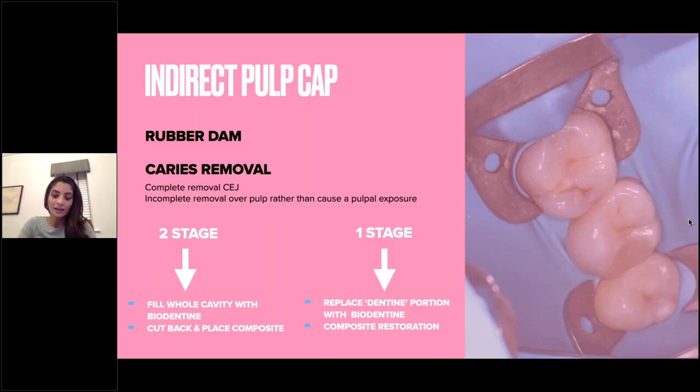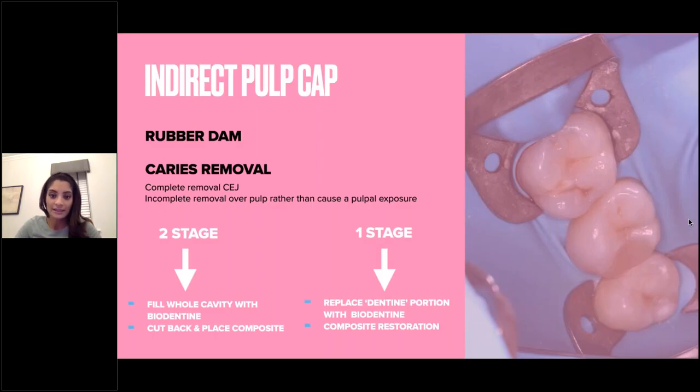The main concerns I had with putting composite directly onto biodentine were that biodentine, when it's initially placed, is quite a delicate material. It takes some time to fully develop its strength and its seal. So if we put composite straight away, we get polymerization shrinkage, and there was always a risk that the biodentine was being pulled away from the pulp, creating a space between your pulp cap and the pulp.